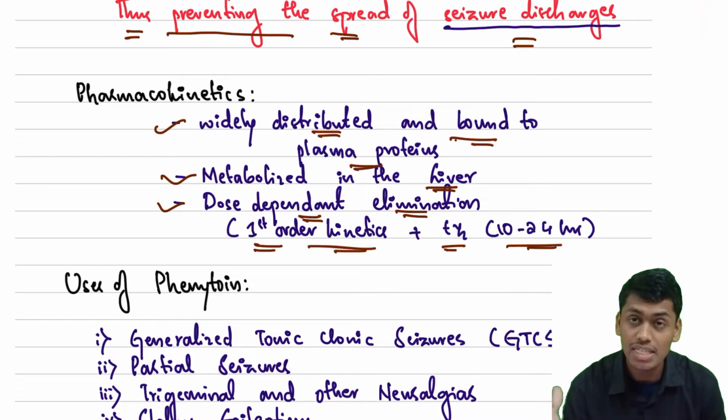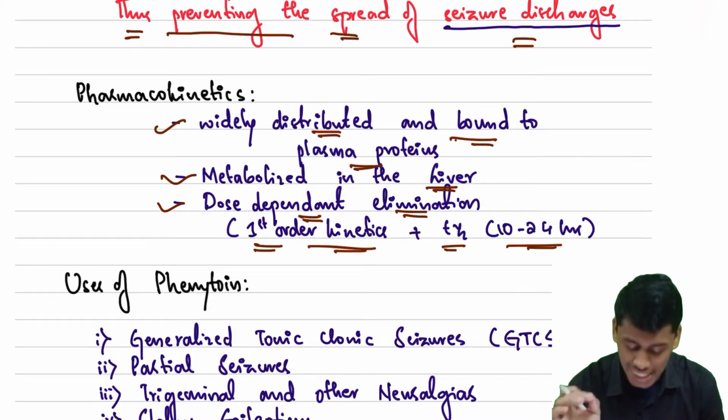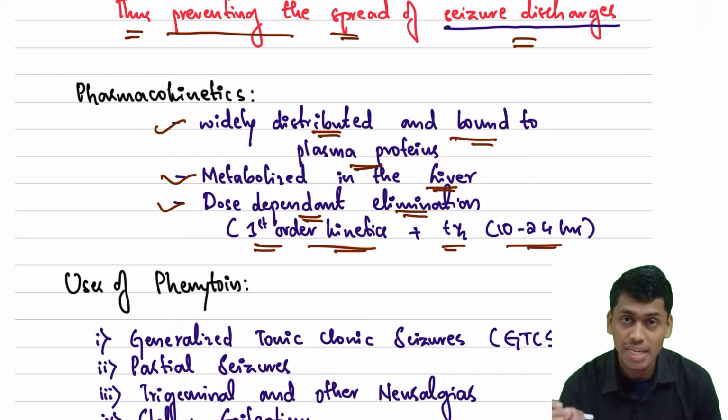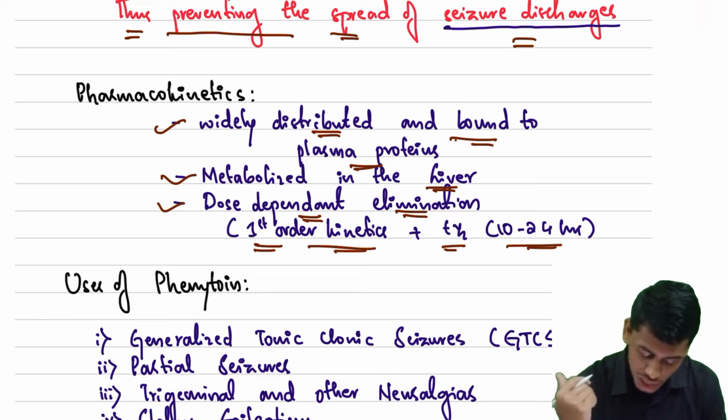Pharmacokinetics: it is widely distributed and bound to plasma proteins. It is metabolized in the liver and has dose dependent elimination. That is, first order kinetics with a half-life of 10 to 24 hours.